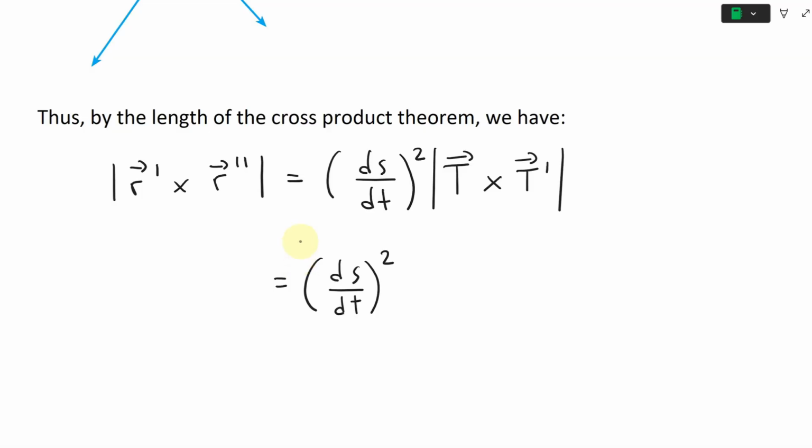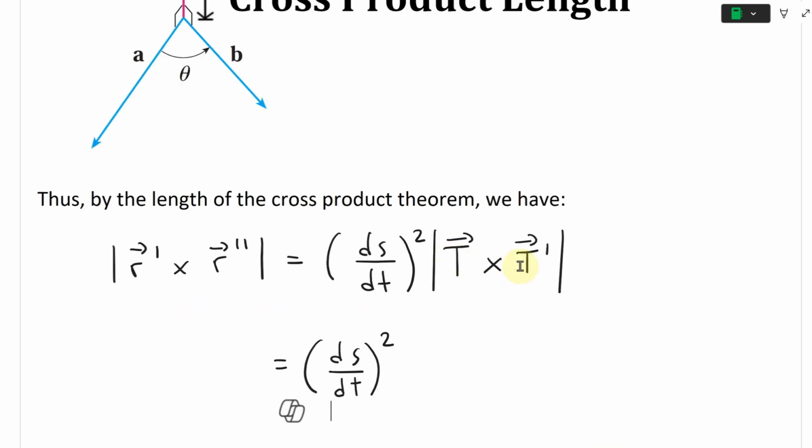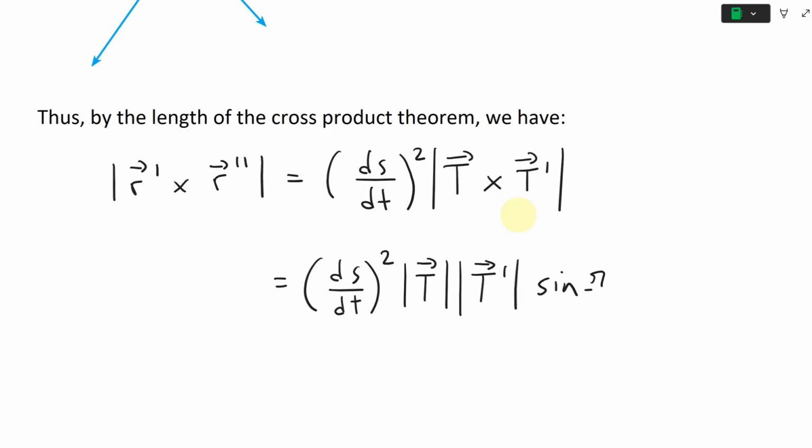And now we're applying this one here. So the magnitude of T multiplied by the magnitude of the derivative, and then the magnitude of T derivative. And then this is going to be sine of theta, which is pi over 2. Sine of pi over 2, this is in radians, is again 90 degrees, or orthogonal.